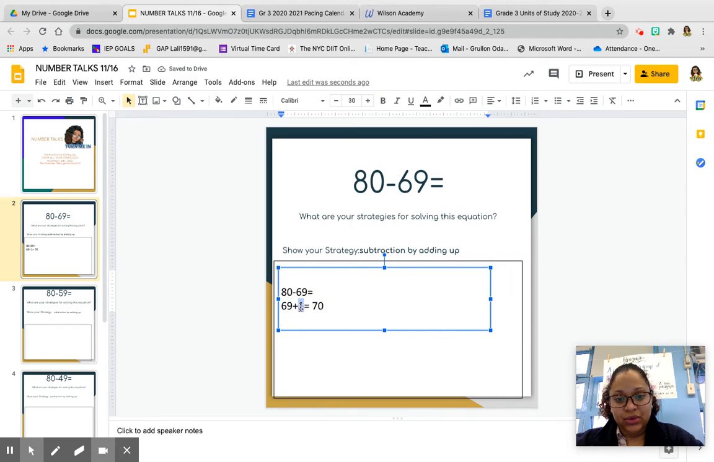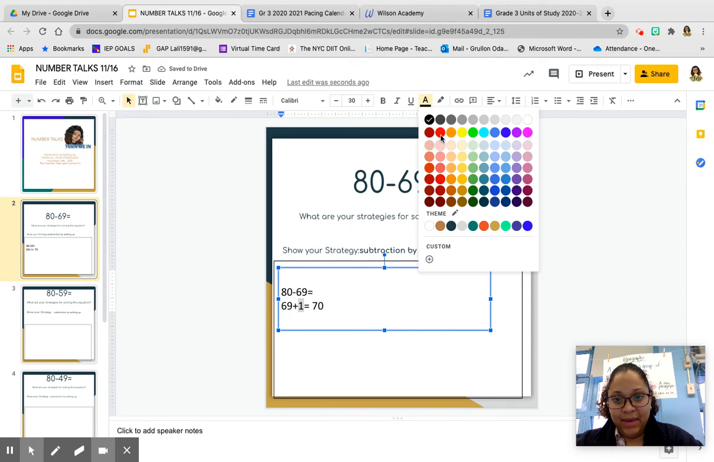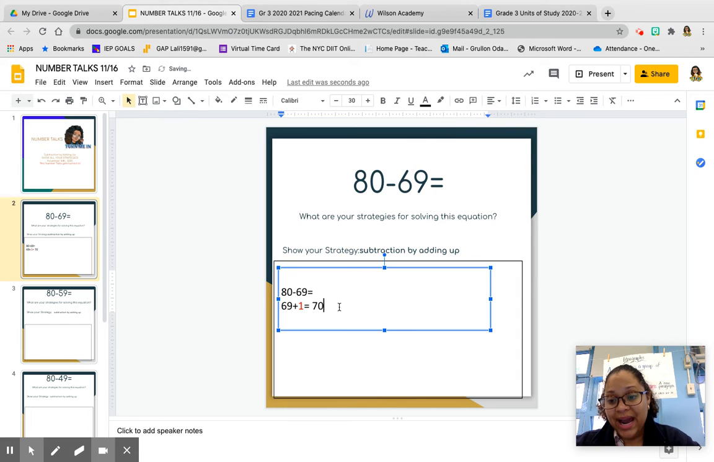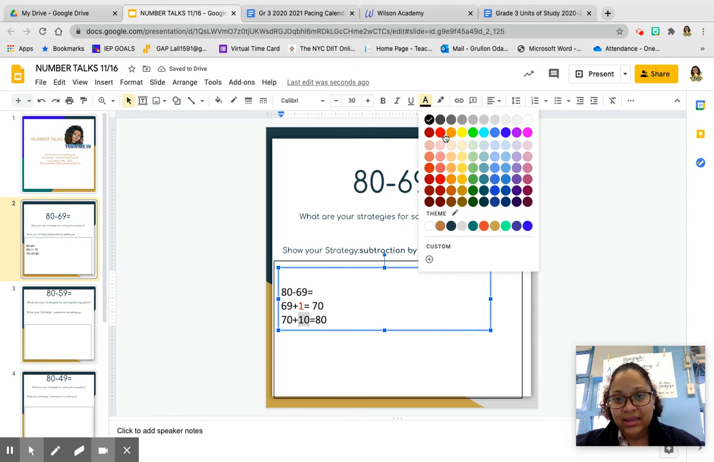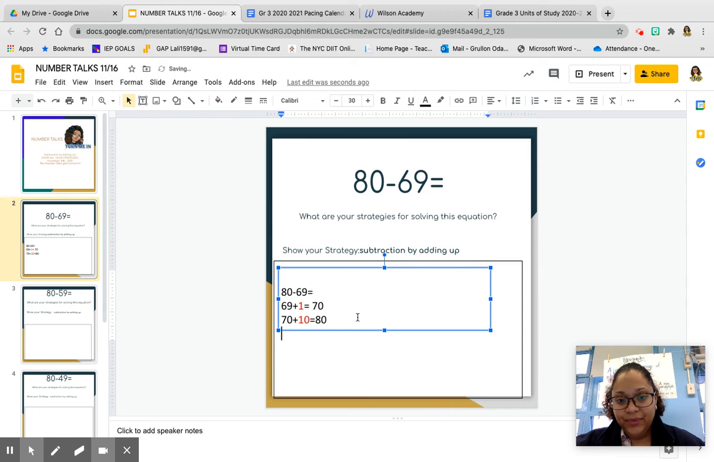And I'm just going to highlight my 1 and make it red so that I know I have to use that number to add up to find out what the difference is between 80 and 69. Next, I have 70, so that's my starting number, plus I'm going to think about how I'm going to get to 80. And I know that if I add another 10, that gives me 80. So I'm also going to highlight and turn that 10 red.